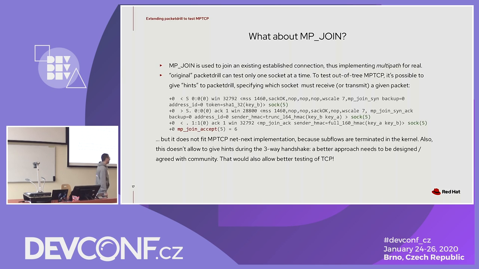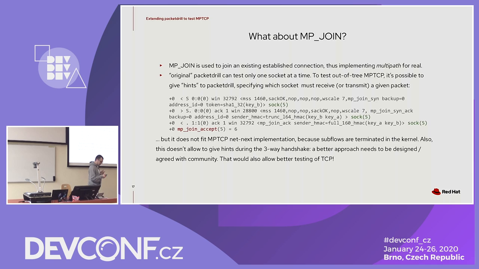Okay, now, what about MP join? Because MPTCP is multipath, and we want to test multipath. Amongst the MPTCP options, MP join can be used to join an existing connection. So once an MPTCP socket is open, you can create another flow and you will see the MP join option in the packet.